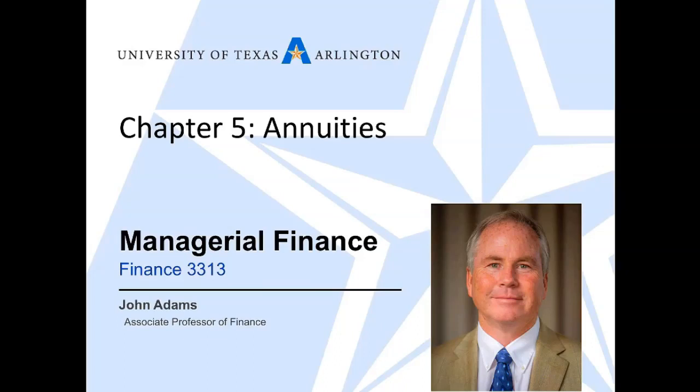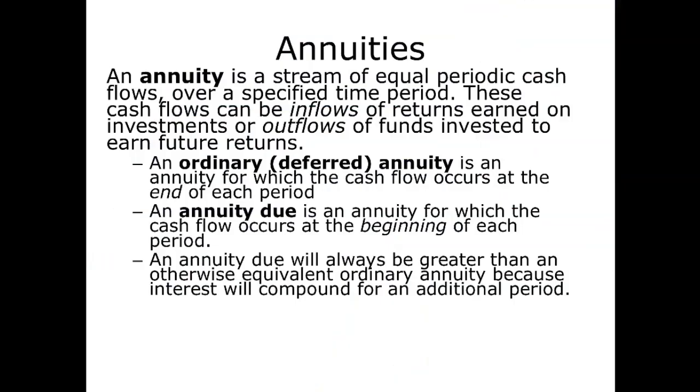Recall that there are four basic categories of cash flows: lump sums, annuities, mixed streams, and perpetuities. We've already discussed the lump sums. Now let's discuss annuities. An annuity is a stream of equal periodic cash flows. These can be either inflows or outflows. An ordinary annuity is an annuity in which the cash flow occurs at the end of each period, while an annuity due is an annuity in which the cash flow occurs at the beginning of each period.